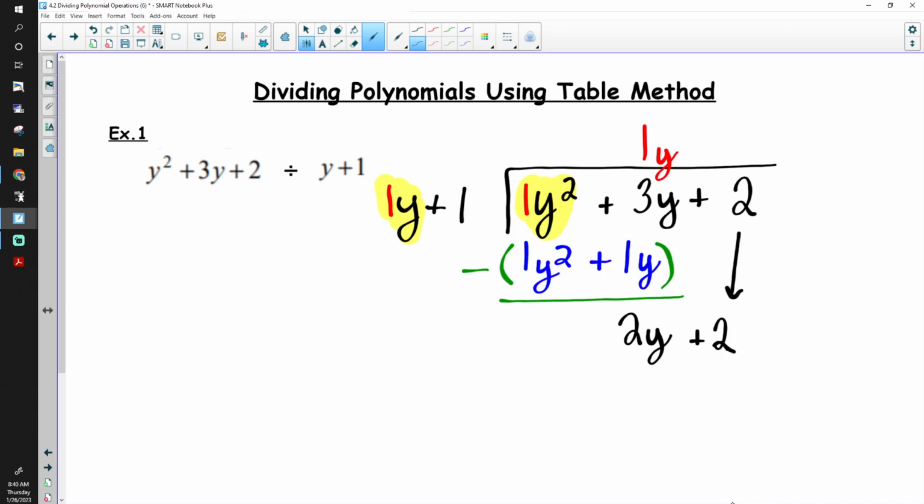Okay, so now we're going to do it again. Bear with this pen because it's this last limb. This is now our new front term. So we need to figure out what do I have to multiply 1y by in order to turn it into 2y? What do I have to multiply 1y by to make it 2y? Yeah, 2. Okay? We just need to multiply it by 2.